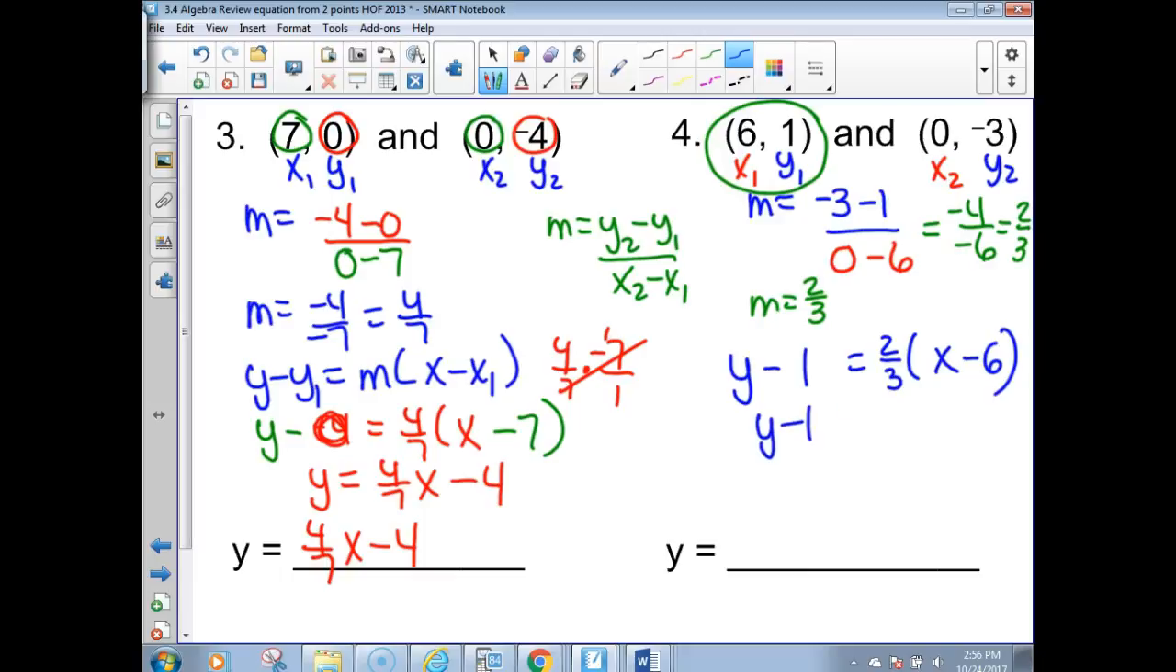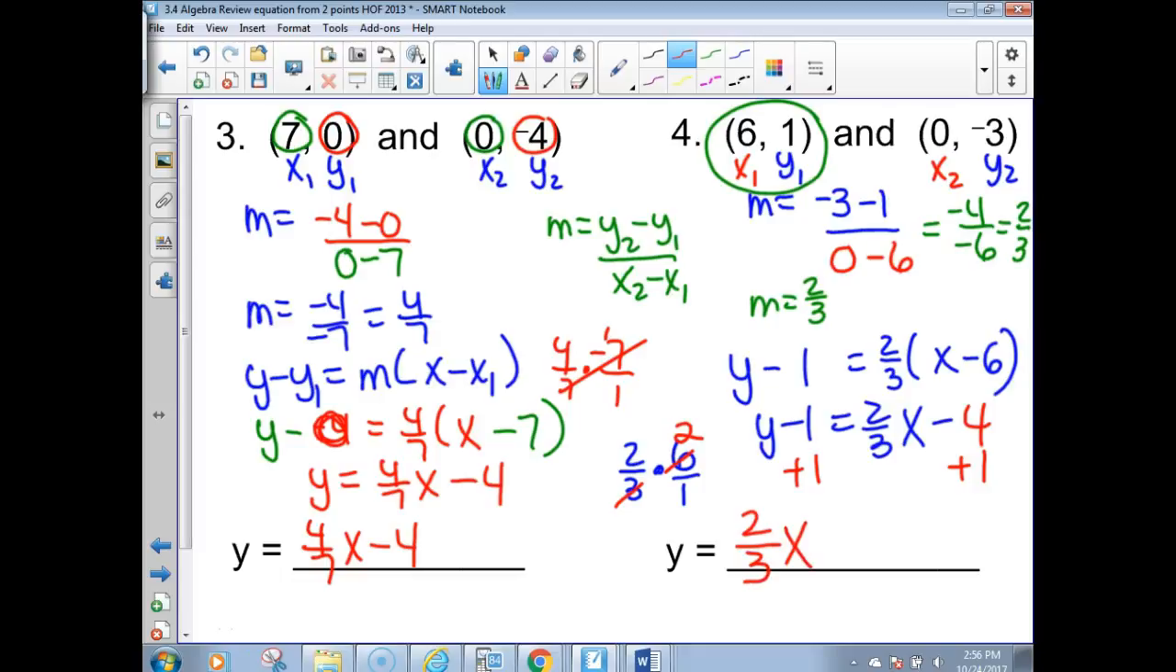Everybody's working on the problem. Distributing 2/3. What is 2/3 times 6? Yep, 3 goes into 6 twice. 2 times 2, this should be 4. Minus 4 there. Then you're going to add 1. Okay, our final answer for number 4 should be 2/3 x minus 3.